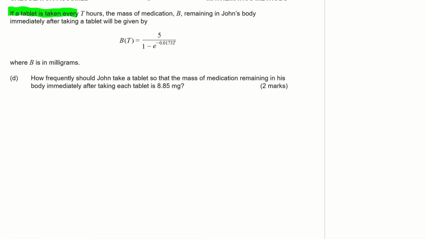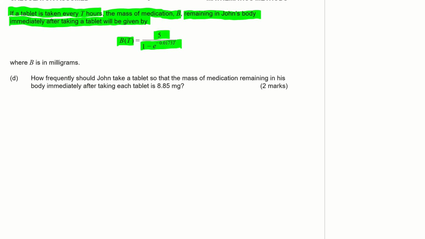If a tablet is taken every T hours, the mass of medication B remaining in John's body immediately after taking a tablet will be given by B of T is equal to 5 over 1 take away e to the negative 0.0173 T, where B is in milligrams. If you want to think about where this comes from, you don't need to.